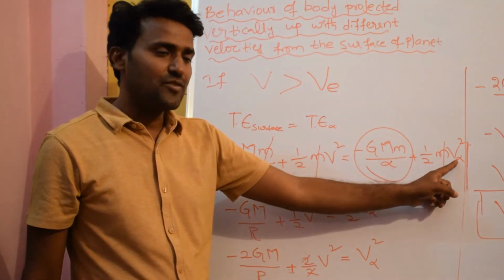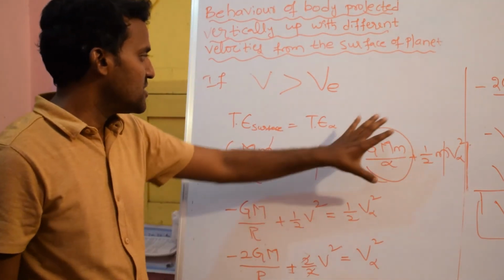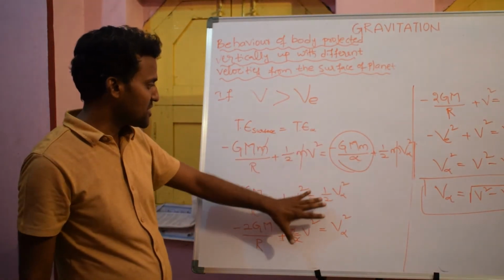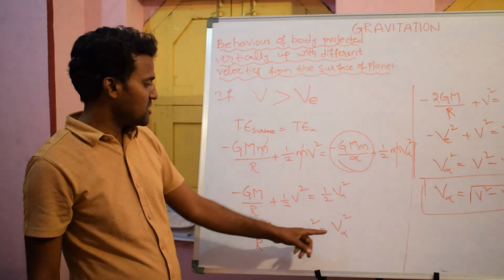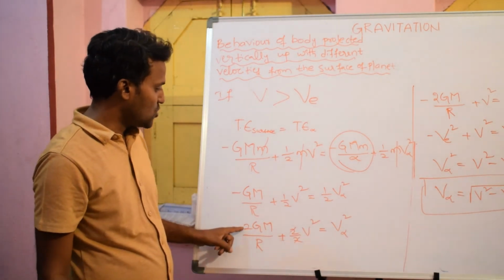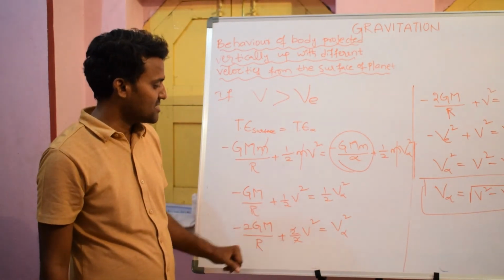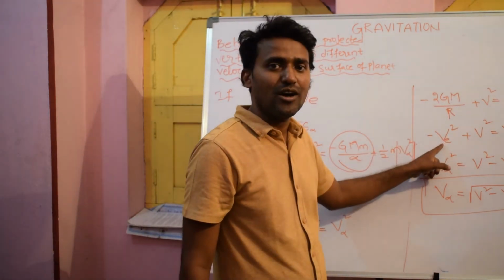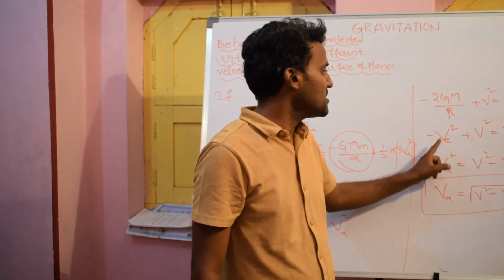So velocity at infinity is nothing but V infinity. This part becomes 0. So here mass gets cancelled, and the remaining terms I have written here. In this situation, this 2 I take to this side, 2 comes to the numerator, 2 gets cancelled, and this 2GM by r is the escape velocity formula. We already derived this equation.